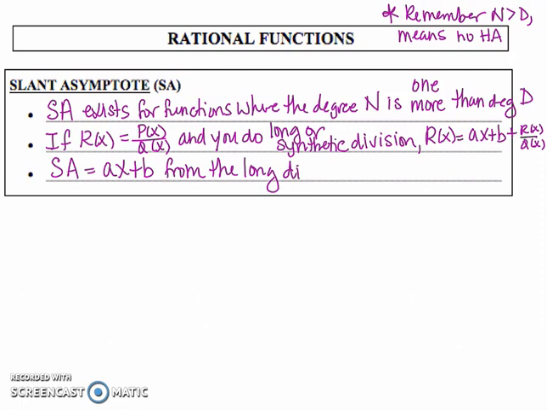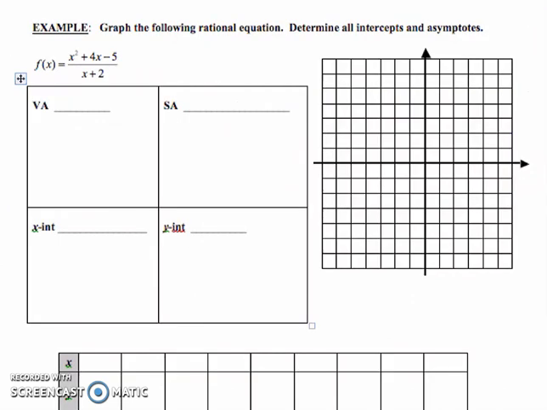I know this is kind of crazy math right here, but it's crazy cool. So that ax plus b, the result of the long division, is going to be the equation for your slant asymptote. Obviously, it's a slant asymptote. It's a diagonal line, so it's going to have a slope and a y-intercept. All right, so our last example, as you can guess, is going to be an example with a slant asymptote.